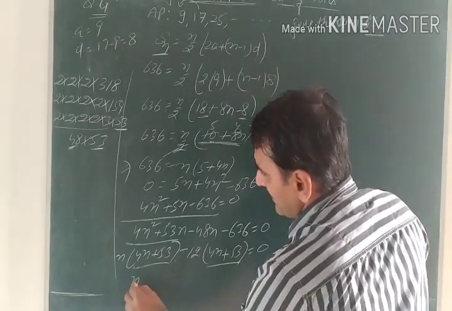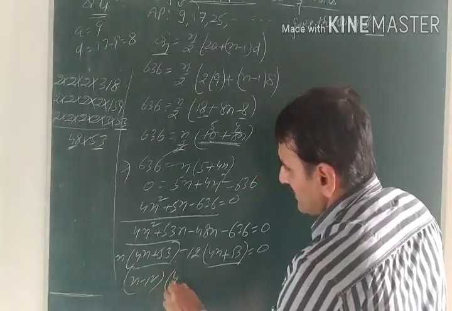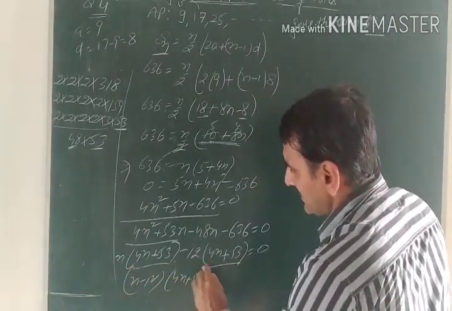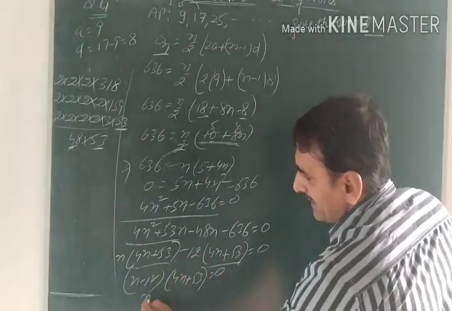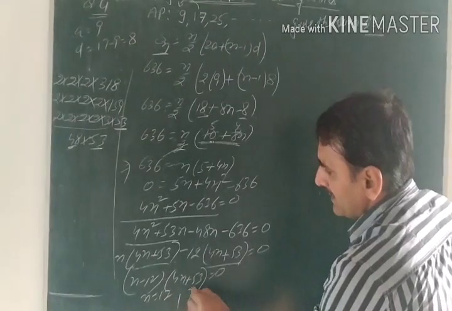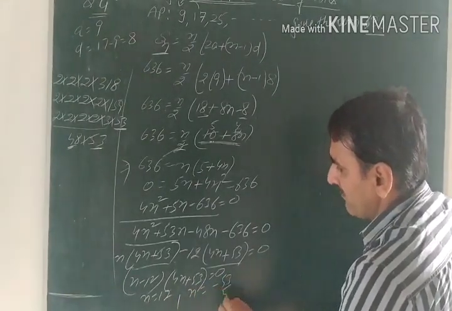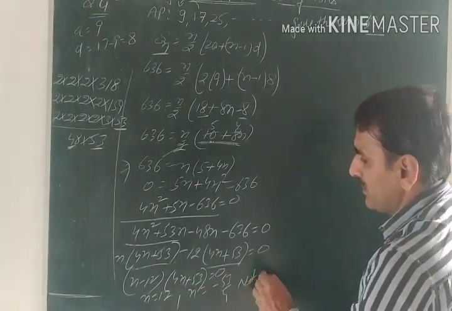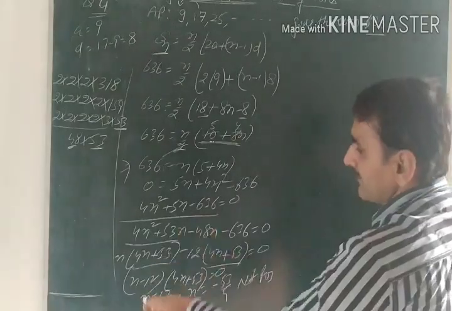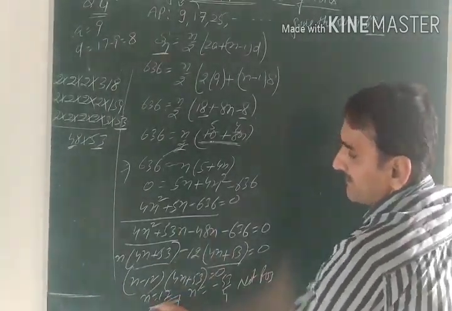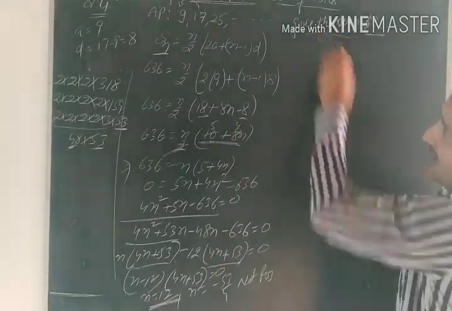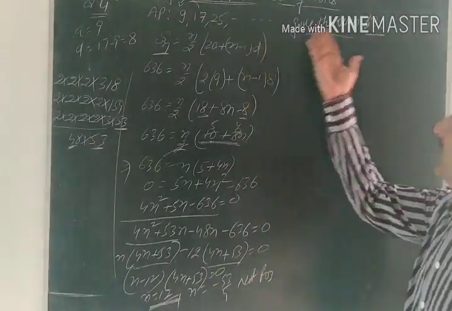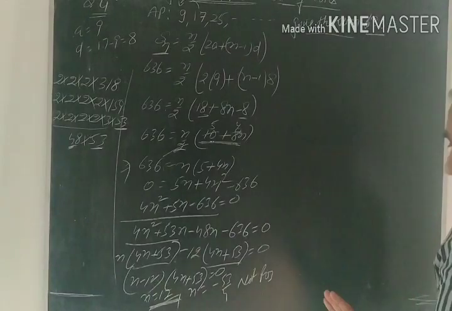The next common is n minus 12, and this one is 4n plus 53 is equal to 0. Here we can write n is equal to 12, and another n is equal to minus 53 by 4. It is not possible, so the answer is only 12. Okay, so in this manner we can find how many terms we need to take for the sum of 636.